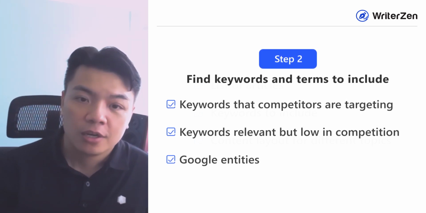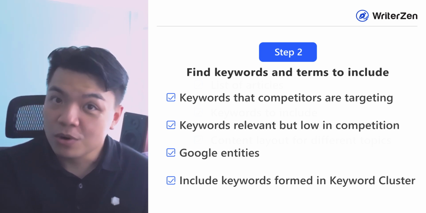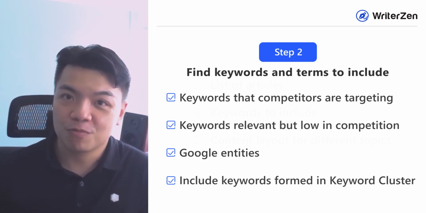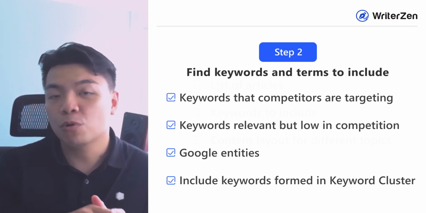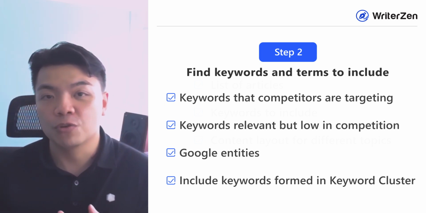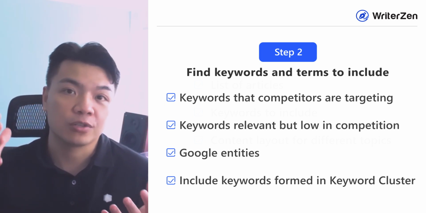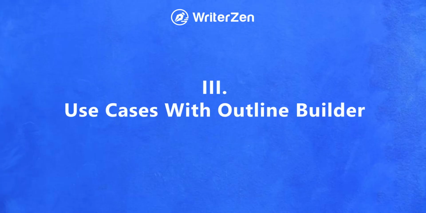And fourth, you want to include all the keywords that you formed in the previous steps in the keyword cluster, because these are the group of keywords that you are targeting together. When you put them all in your content, you can make sure that if you rank on one keyword, you'll be able to rank on several other keywords as well. It increases your chance. So those are the main points I want to share with you first before we go into the practical side of things. And now let's get to it.